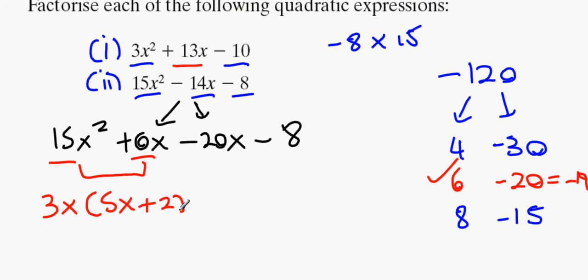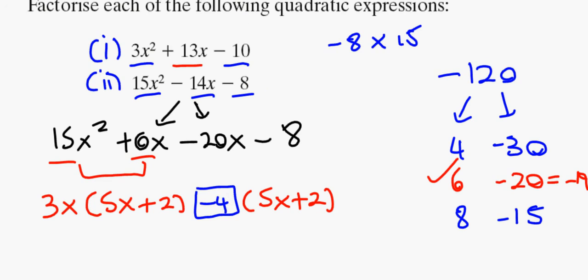Now, because the first bracket is 5x plus 2, we know the other one has to be the same. So what number will come in here? What number will multiply by 5x to give you minus 20x? And the answer is minus 4, because minus 4 multiplied by 2 is also minus 8.